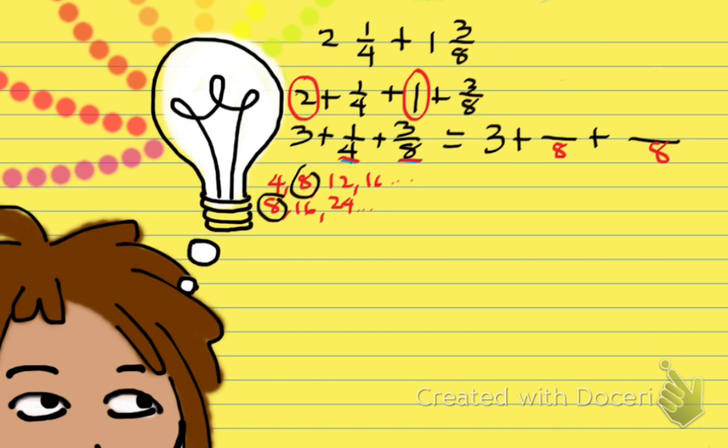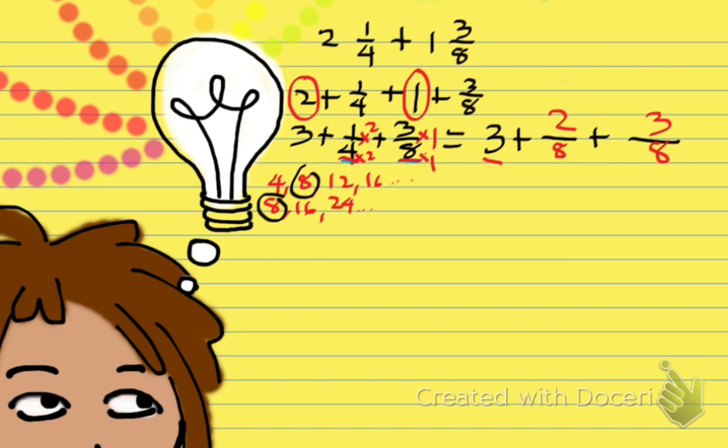Okay, now what do we do to 4 to get 8? We multiply it by 2, and the same with our numerator, we multiply it by 2. So 1 times 2, we have our new numerator, 2. And what did we do to 8 to get 8? We just multiplied it by 1. The same with our numerator, we multiply it by 1. So 3 times 1 equals 3. So that's 3/8. So now we have our whole number 3 and our like fractions.